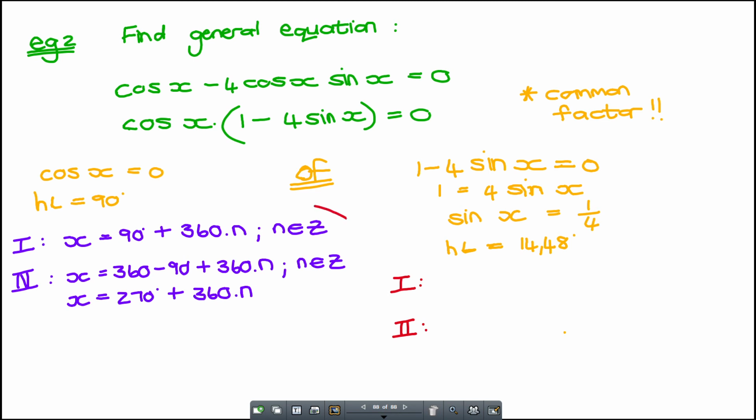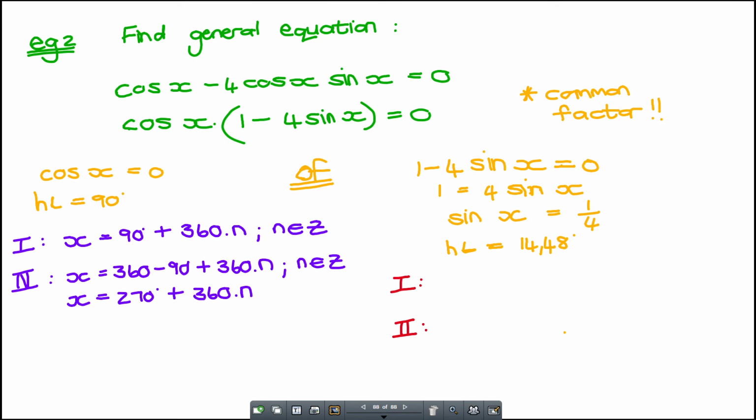Please remember about that last part: n is an element of the integers. Then in quadrant 4, I would have 360 minus the help angle, still plus 360 times n. And then you must again write there: n is an element of all the integers. Then if I simplify that 360 minus 90, I'm going to get 270. Okay. So any questions about that purple or blue part?